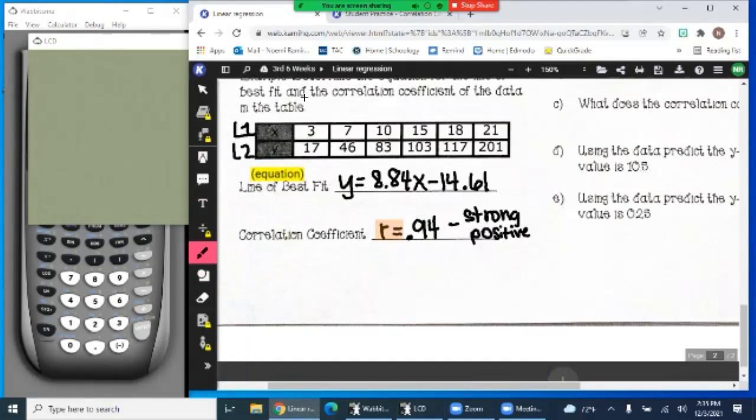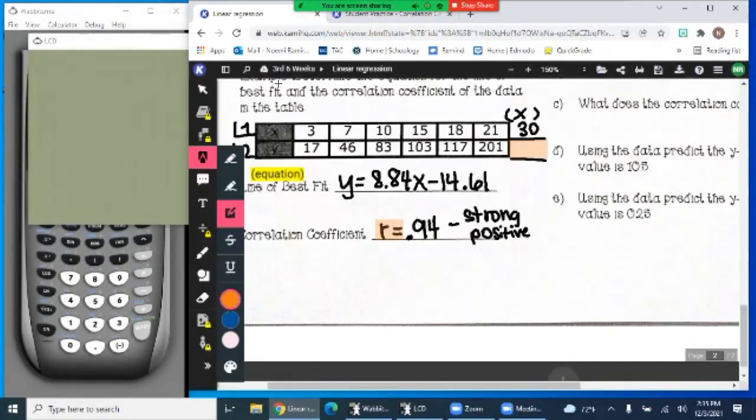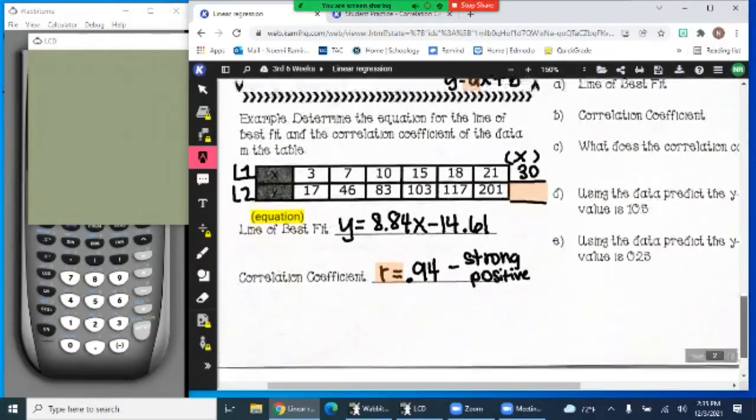Now, another part that they could add to a problem like this would be, for example, predict the y value if given the x value of 30. Meaning, if your x value is 30, what is your y value? Find the y value. Now, there is a much simpler way to find that y value without having to substitute it in for x and solving. Okay, we're going to use the calculator to do this.